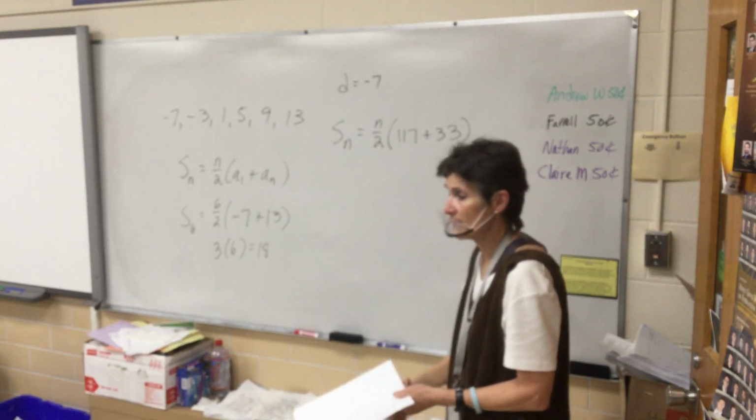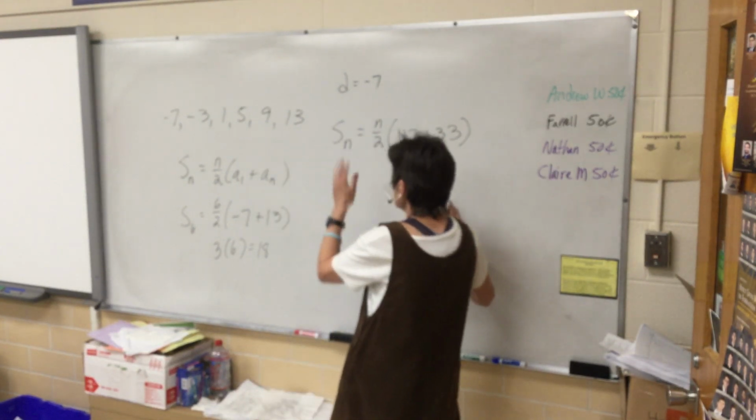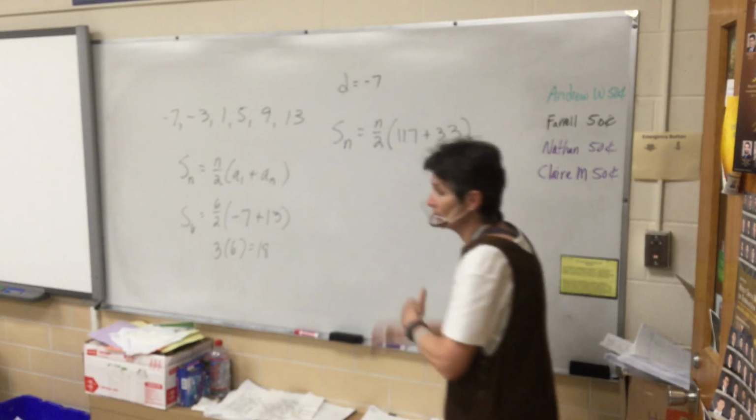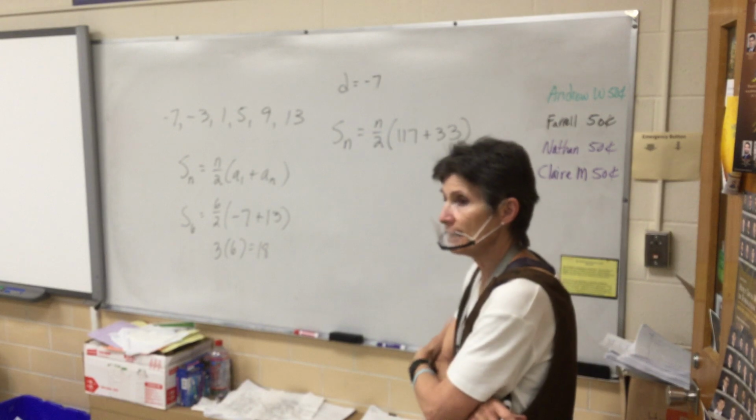How in the world am I going to figure out n? I really don't. I mean, I could, I suppose, just keep counting down. I really don't want to do that. Any thoughts on how we would find n?